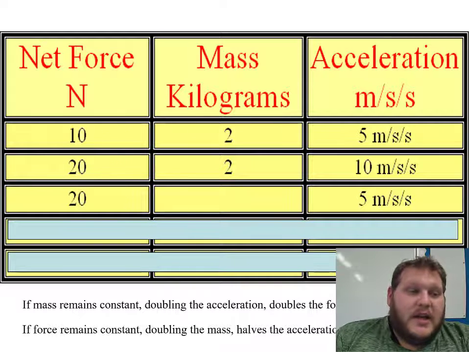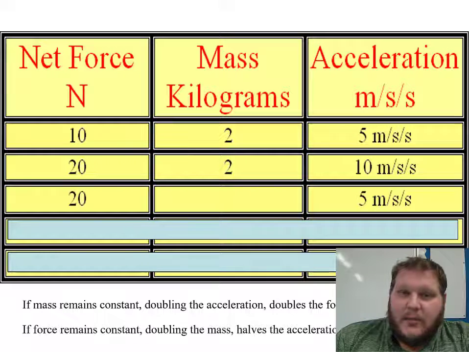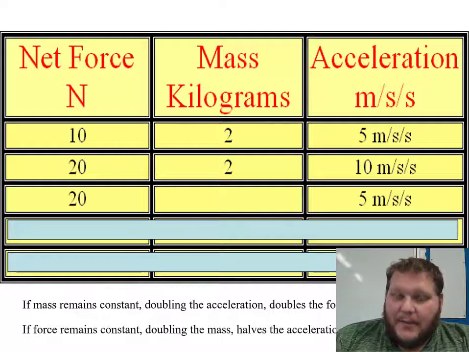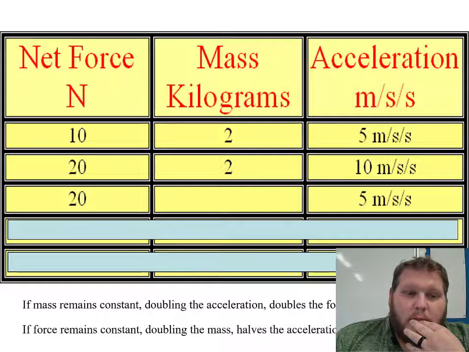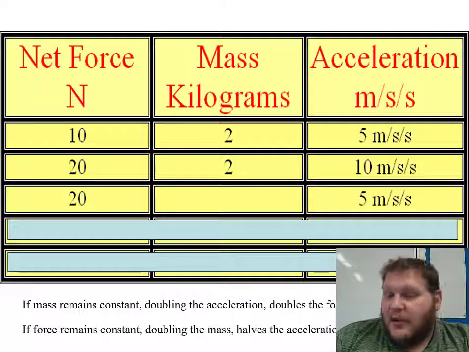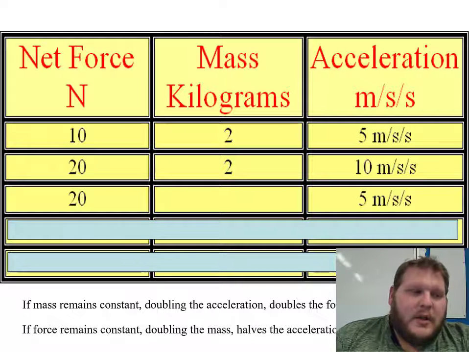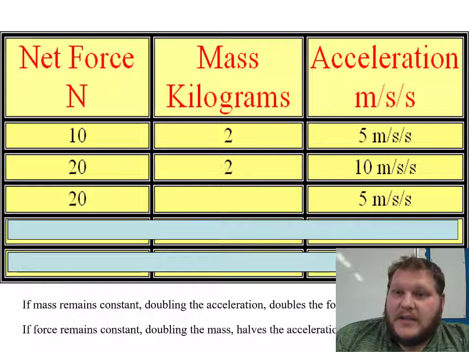If we kept our force doubled, but kept our acceleration the same, what's going to happen to my mass? In order for us to have a force twice as big as what we originally started with, without changing our acceleration, we'd have to also double our mass. So if either mass or acceleration remains the same and our force changes, that's going to lead to a change in the other thing.